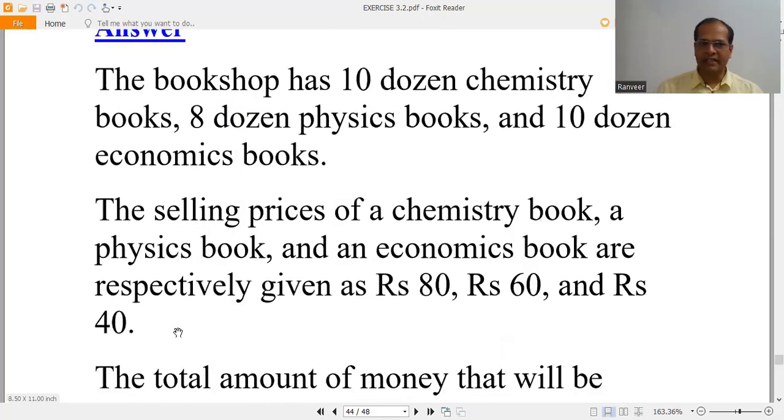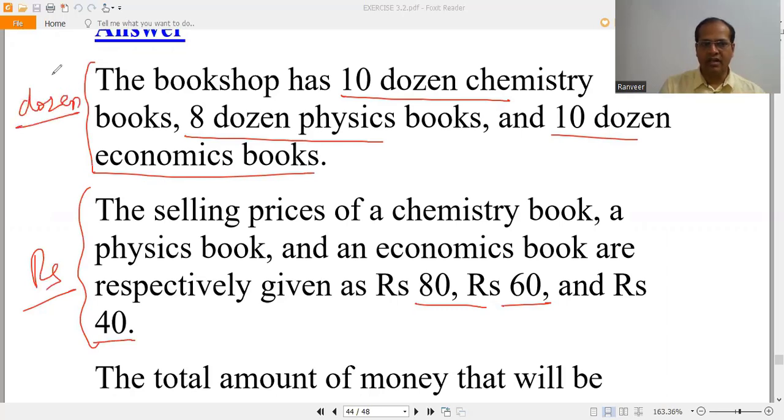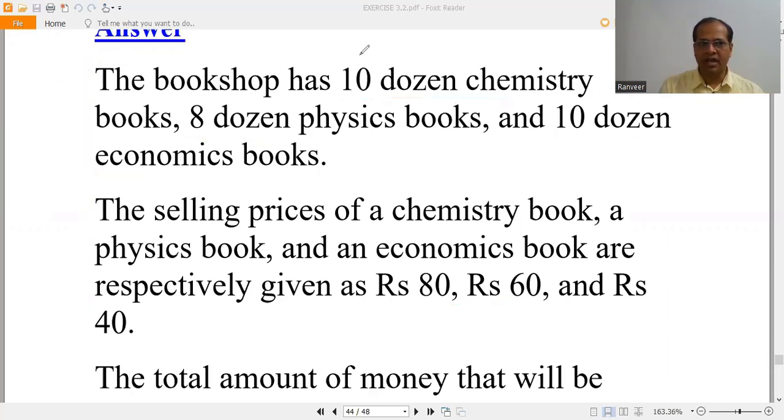Now, whatever the data is given according to the question: 10 dozen chemistry, 8 dozen physics, and 10 dozen economics books. The selling prices of the chemistry book, physics book, and economics book are 80, 60, and 40 rupees. So this is the rupees, and this is the number of books in dozens. So for the dozen, we have to multiply by 12. This will give the number of books, and this is per book.